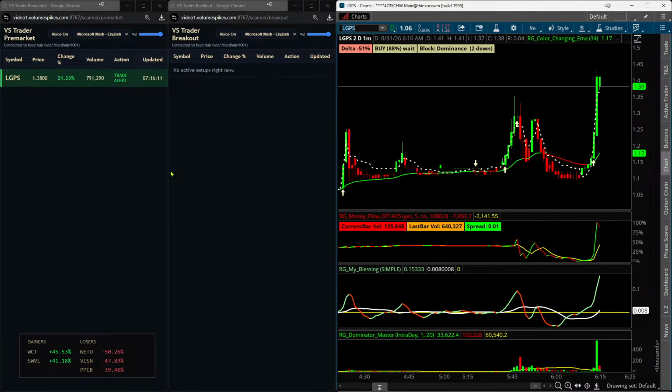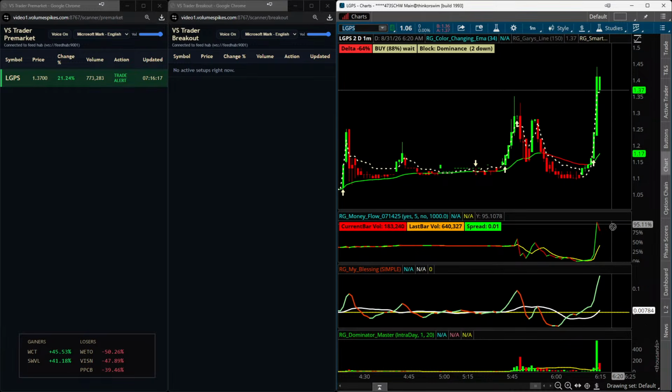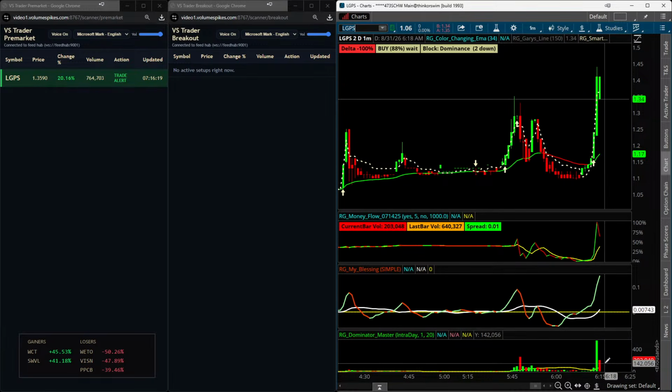LGPS, looks like the push may be over. Red label, profit taking. Red cash flow, profit taking. Red dominator bar are sellers.